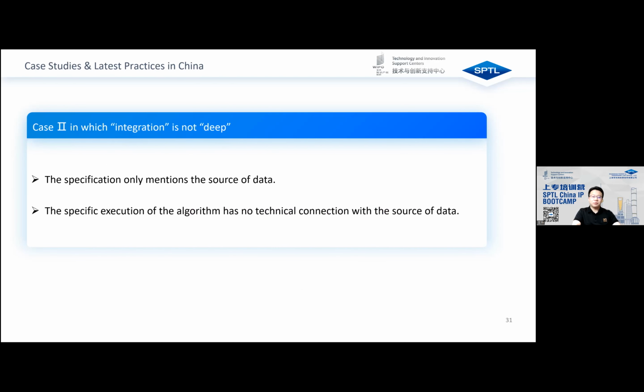For another instance, the integration is not deep if the specification only mentions the source of data and the specific execution of the algorithm has no technical correlation with the source of data.